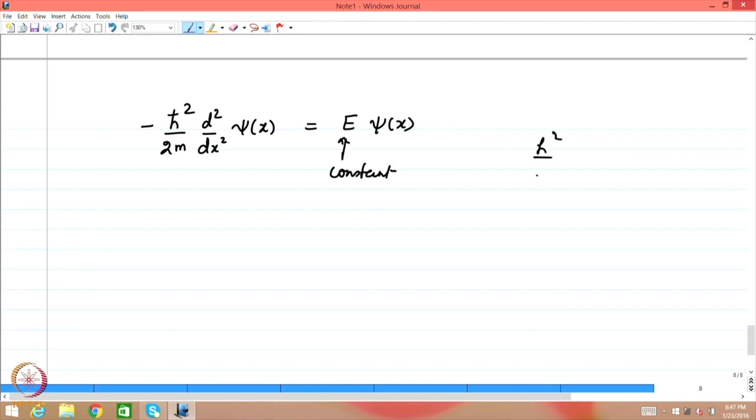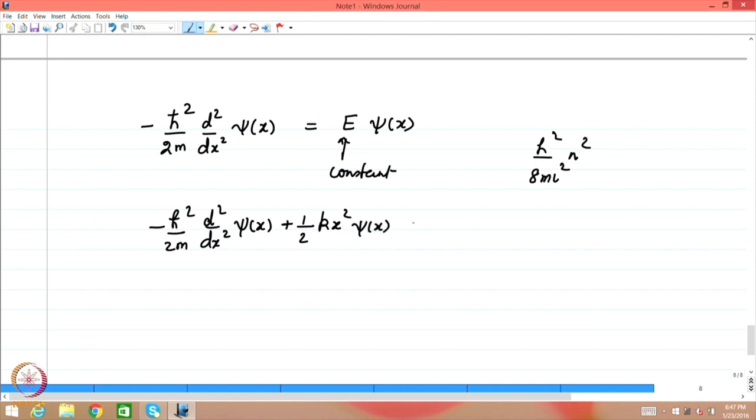Now, let me take you off to a slightly different discussion. For the particle in a one-dimensional box, when you solve the equation minus h bar square by 2m d square by dx square psi of x, you get the energy which is independent of x. It's a constant. Okay? And this was h square by 8m L square times n square. No x here. When you solve the harmonic oscillator problem, minus h bar square by 2m d square by dx square psi of x plus half kx square psi of x is equal to E psi of x, this E is a constant.